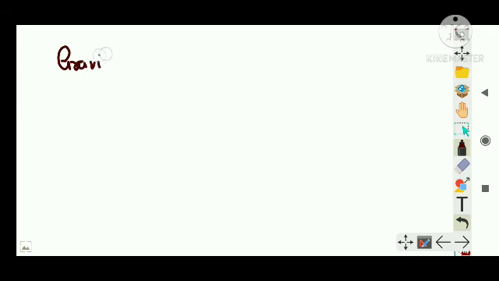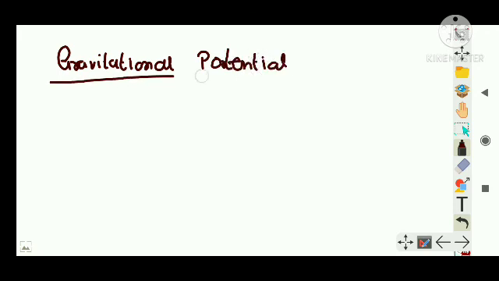Right. Now the next term which you have to know, which is not there in your textbook, is gravitational potential. Gravitational potential energy is there, but gravitational potential is not there in your textbook. But I believe it is better to take gravitational potential first and then go to gravitational potential energy. Clear?